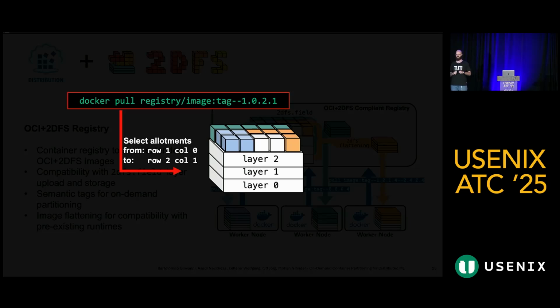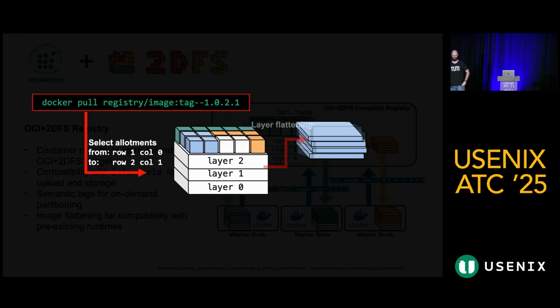This enables us to select specific rows and columns of this file system. So for instance, if I want to split one of my neural networks and I only want to download that part, I pretty much select the row and column. In this case, I'm just selecting the stuff from row 1, column 0 to row 2, column 1 with this semantic tag. And the registry will take care of figuring out what that means.